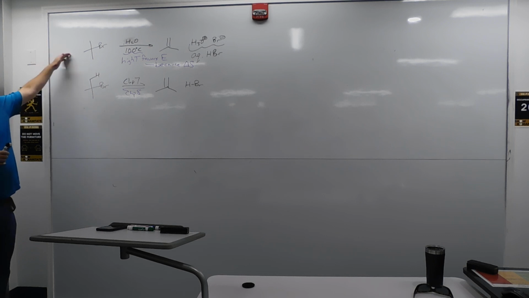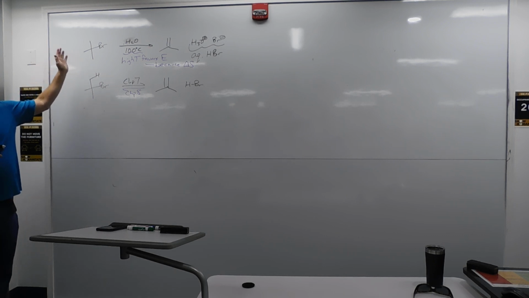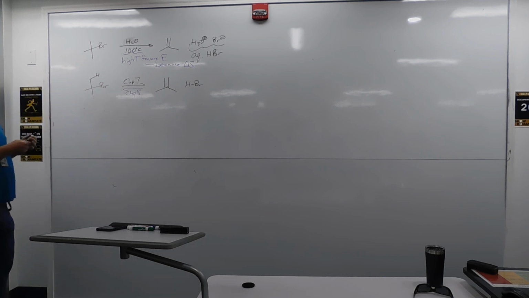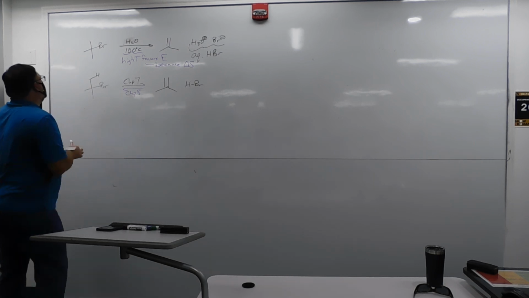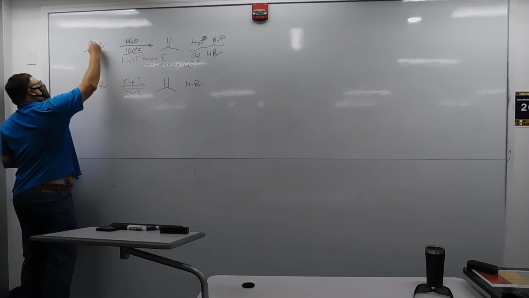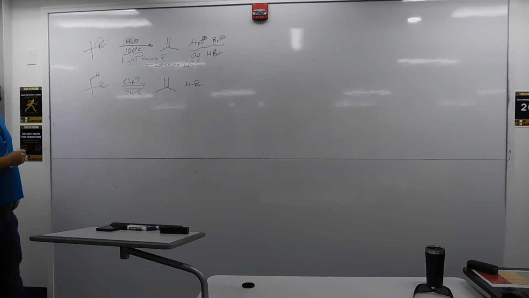Okay, so it's an E1 elimination. There's no strong base in this elimination. It's just water, so you've got a weak base. So the first step in the above reaction is going to be the bromide leaving.